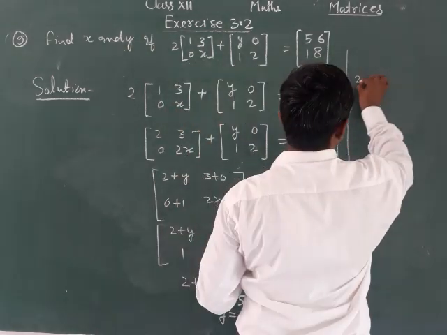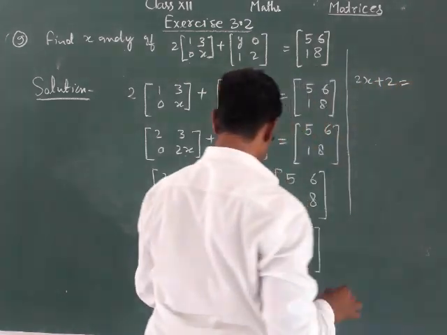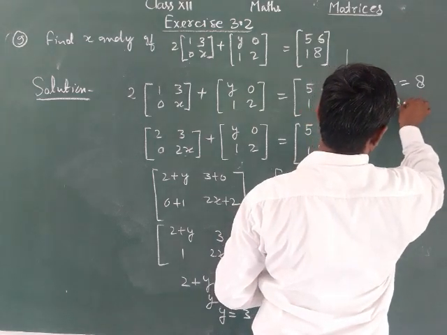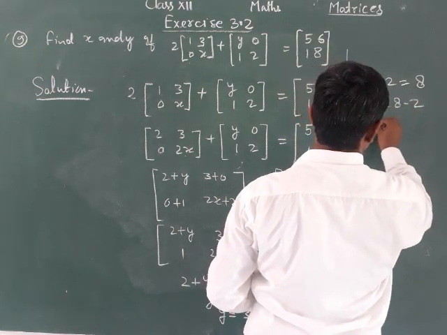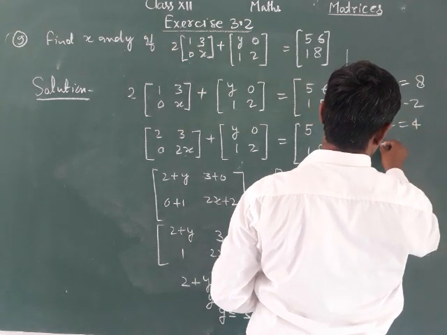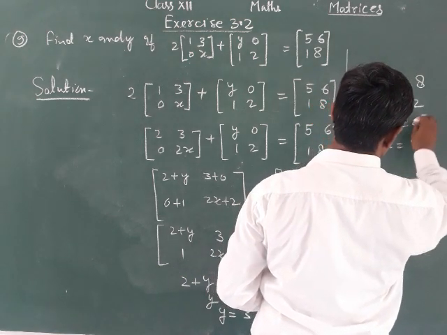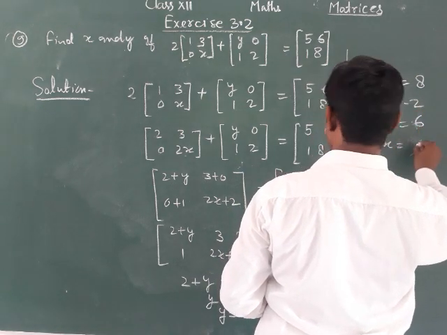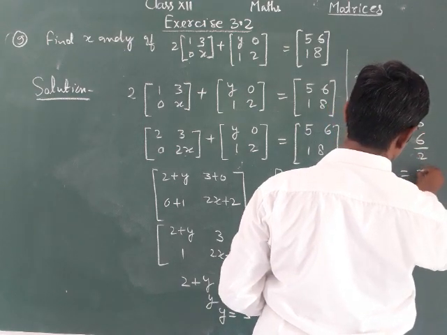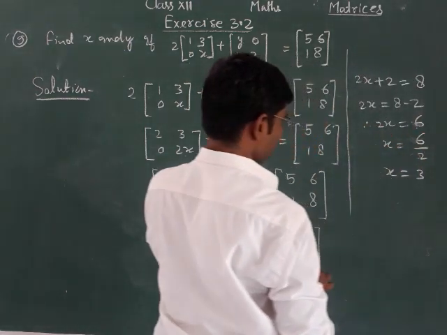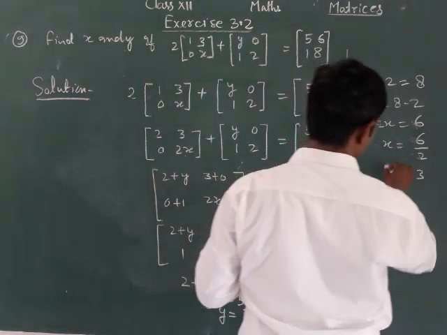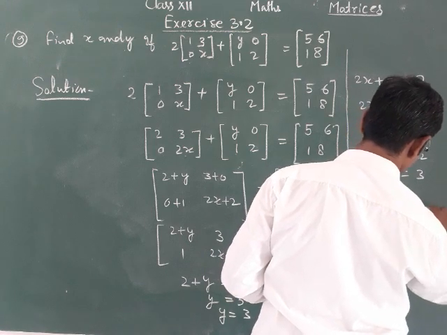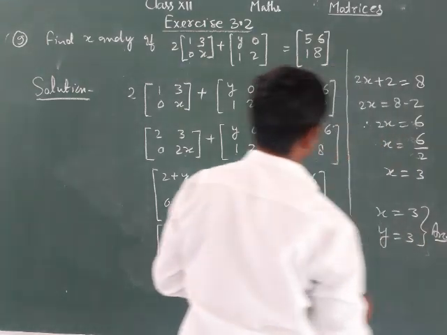And 2x plus 2 is equal to 8. So 2x is equal to 8 minus 2, that is 6. Therefore x is equal to 6 divided by 2, which is 3. So x is equal to 3 and y is also equal to 3. This is the answer.